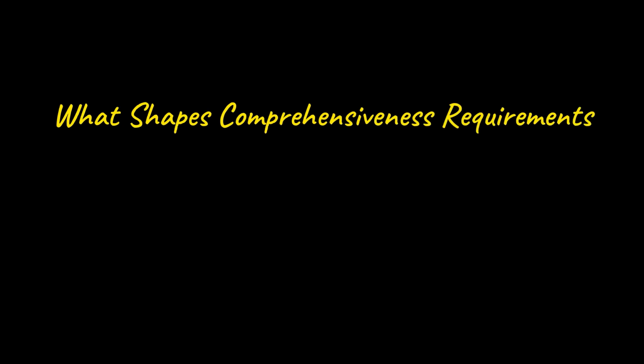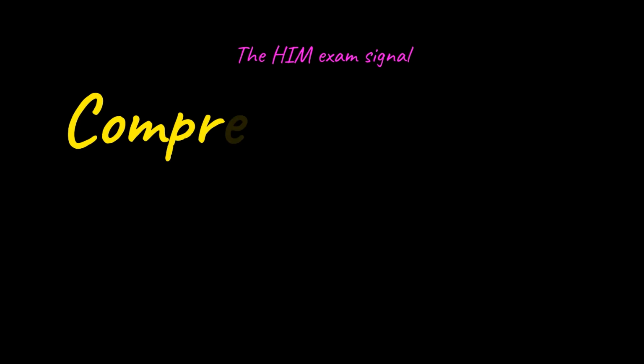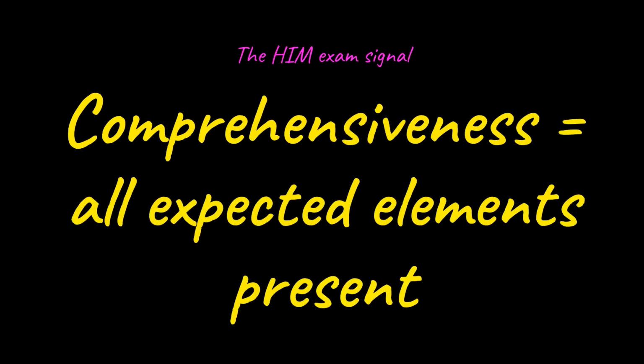What counts as a comprehensive record isn't universal. Requirements depend on the encounter type, the services rendered, and organizational policy aligned with regulatory and accreditation standards. A surgical inpatient case carries far more documentation requirements than a routine outpatient visit. When an exam stem mentions quantitative review, required documentation, or complete record, that's comprehensiveness. A record can be accurate and timely, yet still fail comprehensiveness if a single expected document is missing.